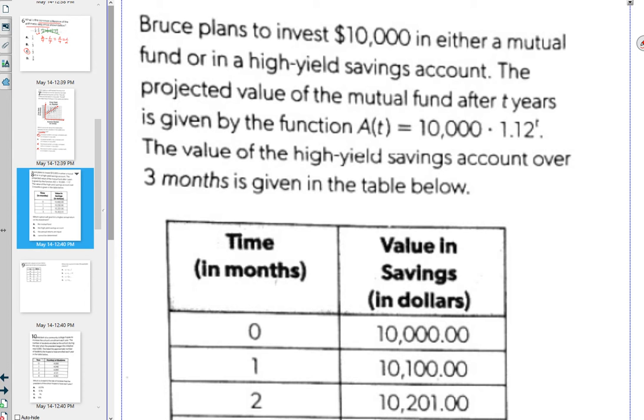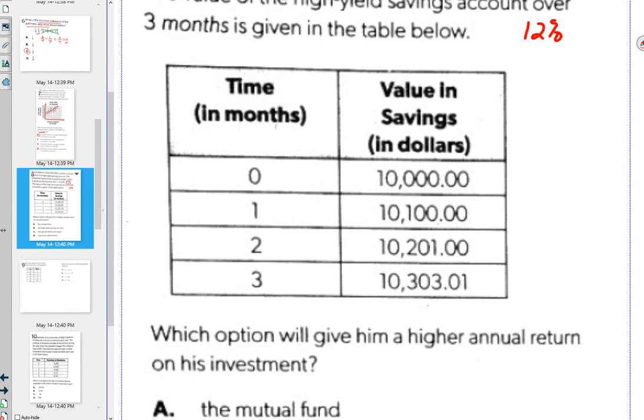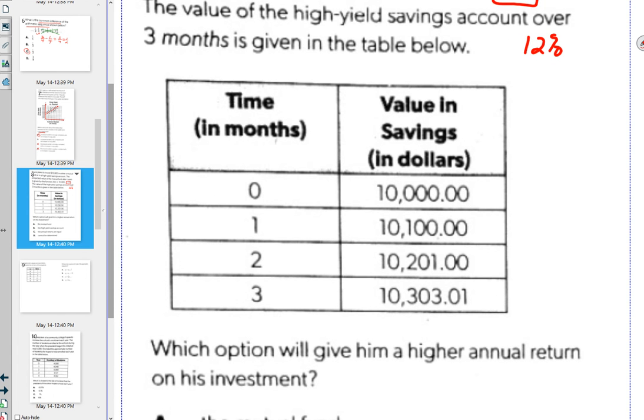It doesn't say, it says for T years. All right. So I guess what we would have to see here is, because one of them is increasing monthly, what's the annual percent on the mutual fund? Based on the growth factor there, what's the annual percent? Yeah, he's gaining 12% on his money each year. 12% each year. Now the gain on this high yield savings account, we don't know for sure because they only give us 3 months of it.